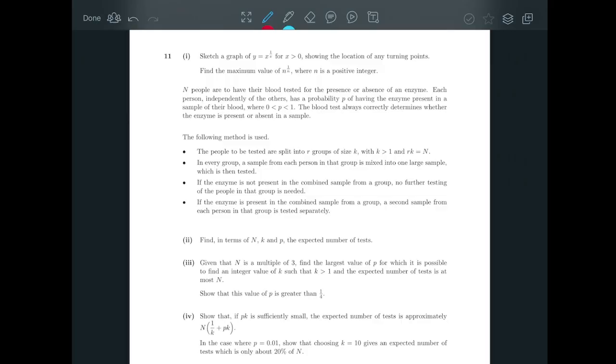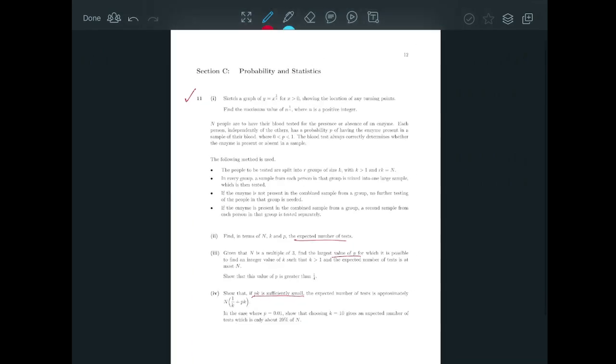Now, expected calculations are fairly pleasant. Not something you've done a lot of outside of Step world, but once you practice a few of them, I found these really pleasant. Reading through, find the expected, happy with a calculation like that. Find the largest value of p, might be some inequality work. Show if pk is sufficiently small, well, I know that binomial expansions, when part of it's small, nice things happen and we can ignore a lot of stuff. This question looks like a solid give it a go. Again, because I practiced this variety and enjoyed this variety more so.